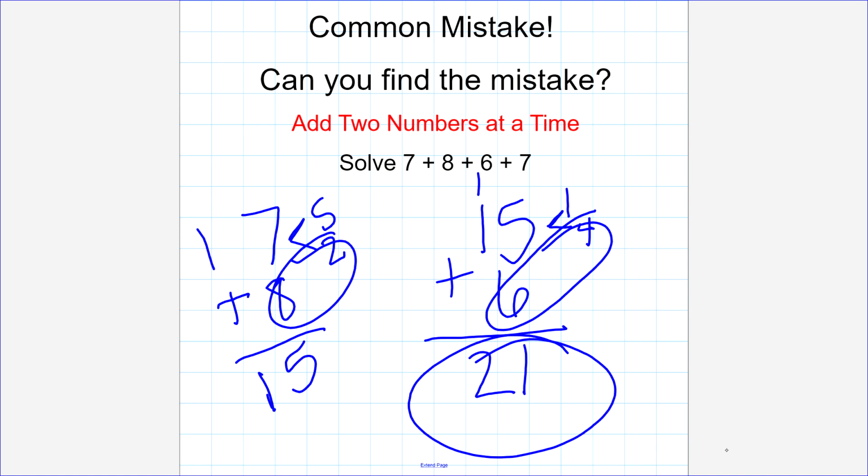You're right, third grade. I forgot to add one of the numbers. I added 7 plus 8, which equaled 15. Then I took the 15 and I added 6 for an answer of 21. I forgot to add this other 7. So I would need to take the 21 and add 7 more. 21 plus 7 equals 28. So the correct final answer should have been 28.